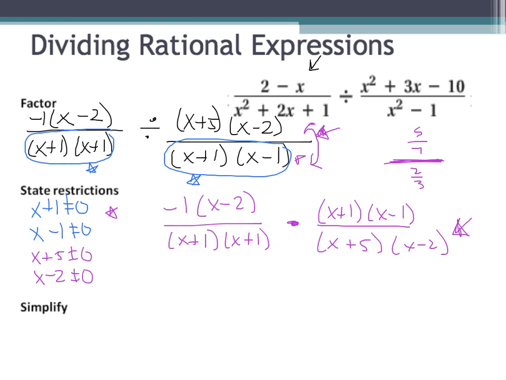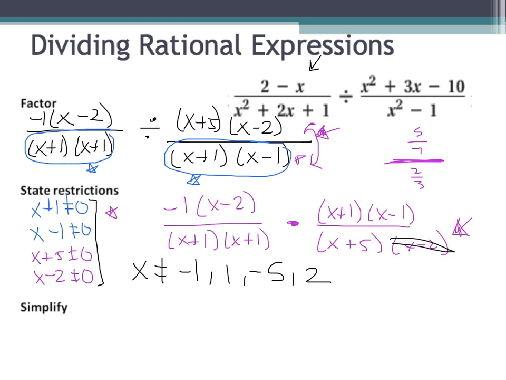So if I were to solve all four of these equations, I would get that x cannot equal negative 1 for my first equation, cannot equal a positive 1. It also cannot equal a negative 5 or a positive 2. So those are my restrictions. You have to state all of them. And then you simplify wherever you can.